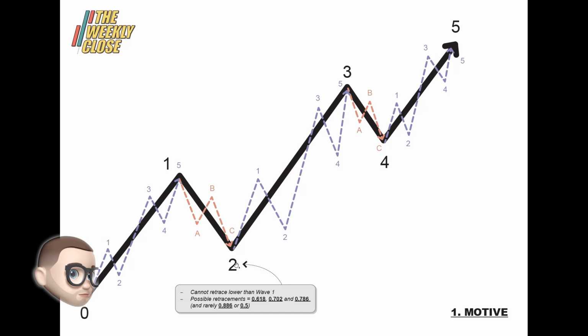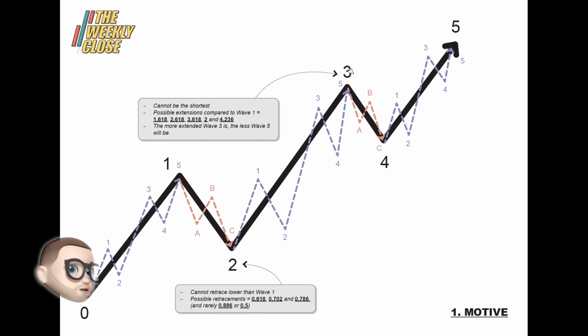back. We don't need to get into the theory behind Fibonacci, but these Fibonacci tools allow us to look at where these levels typically pull back, and they're derived from Fibonacci sequences. Typically we can expect a wave 2 to retrace to the 0.618, 0.702 and the 0.786 levels, and rarely, but it does happen on occasion, it goes down to 0.886 or to the 0.5 level.